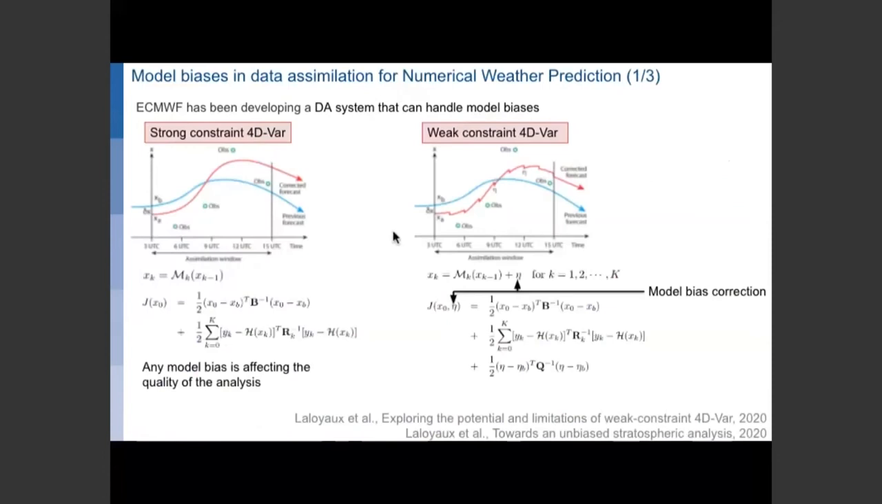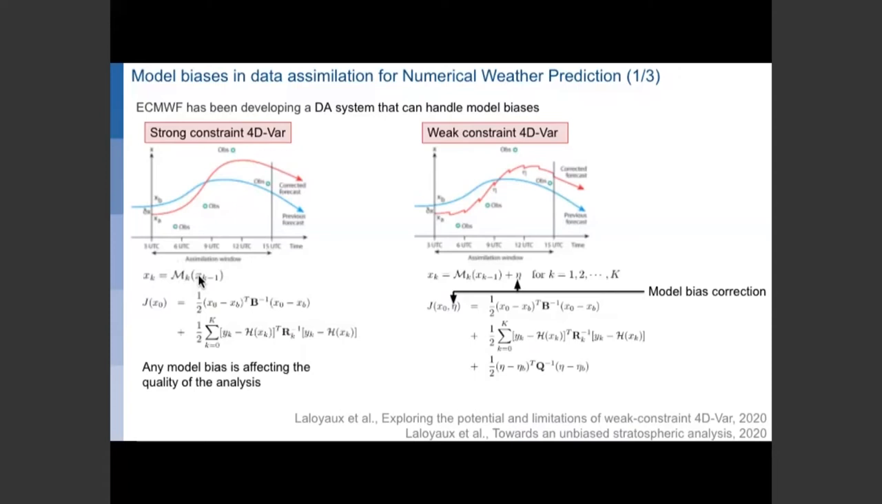So the way we do data estimation is using this usually classic 4DVAR system called strong constraint 4DVAR. The main point is, in a strong constraint 4DVAR, we assume that the model is perfect. So basically, when we integrate the model in time, we don't take into account biases there. What does it mean in terms of data estimation?